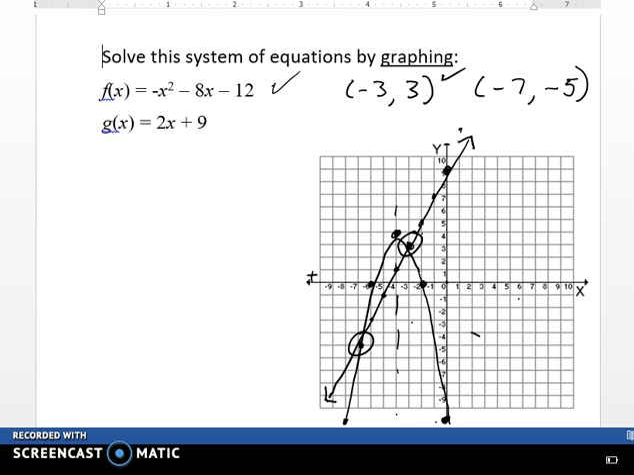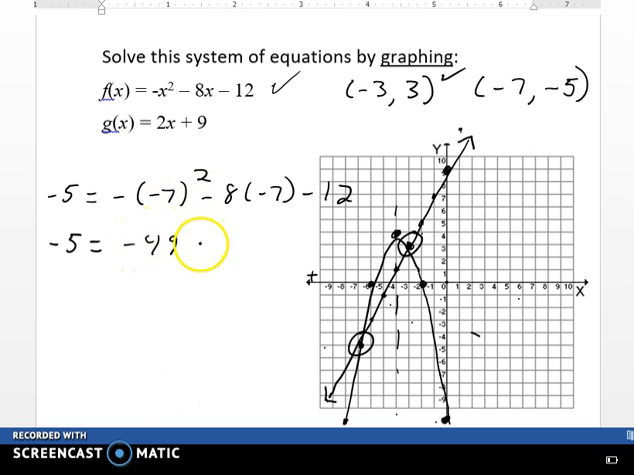So we're going to do the same thing with negative 7 and negative 5. If this works, negative 5 is the y value, and negative 7 is my x value. And if it is truly a solution, the equation will be true. Negative 7 squared is 49. The opposite of that is negative 49 plus 56 minus 12. Negative 49 plus 56 is 7, minus 12 equals negative 5. Haha, that's true. So we have our equation.